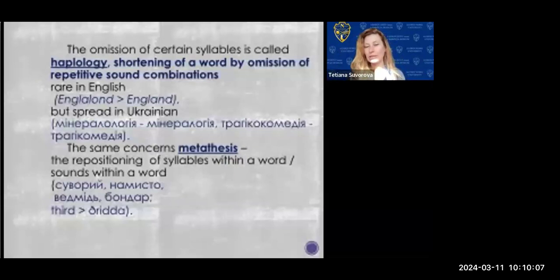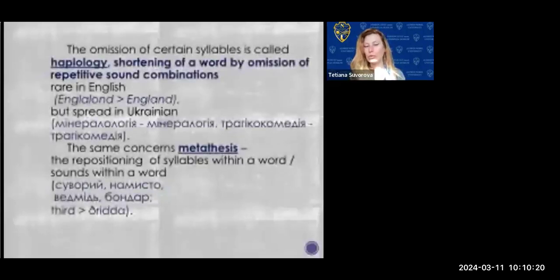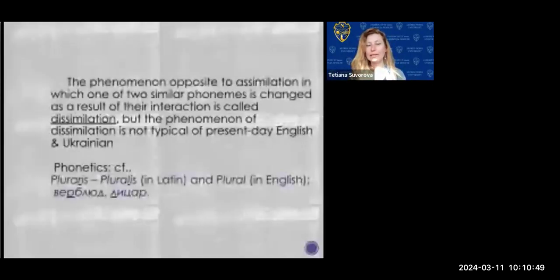So the same concerns metathesis. It is when we change the repositioning of syllables within a word. Very common for Ukrainian, especially when we compare things with Russian. Суворий, суровий, намисто, manisto should be, ведмідь, медвідь, bundar, budnar. In English, third, only early stage formations of the language we can compare. Third, thrida. So here it is a change of consonant. Okay, so the next process is dissimilation.